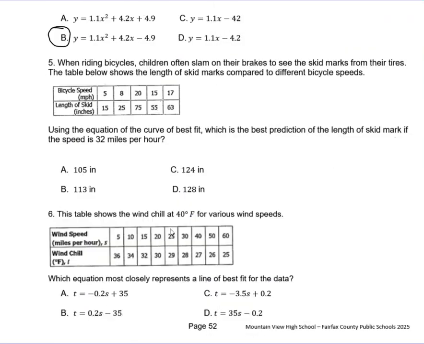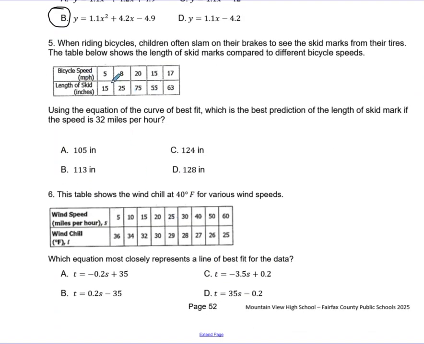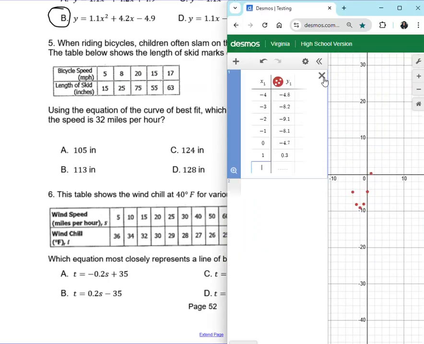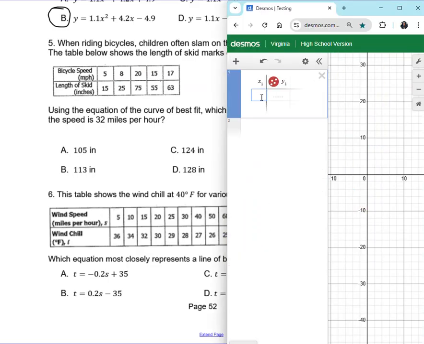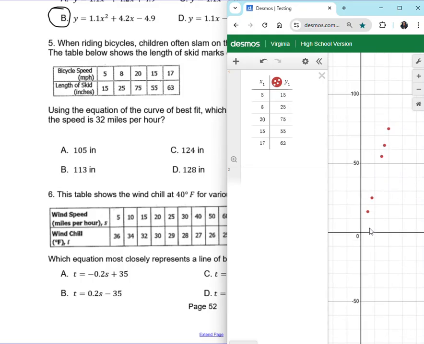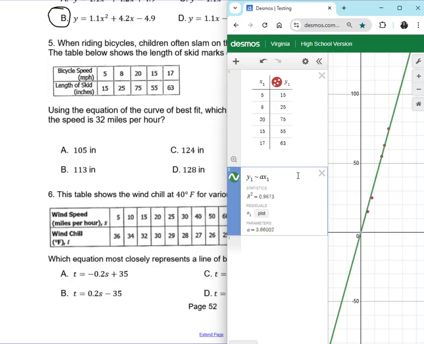There you go, SB. All right, bicycle speed. Okay, I see a table. I'm just going to plug it in at this point. Boom, boom, boom. So I just have different examples here and what the tables might look like on the SOL, so you know how to exactly put it in Desmos. Okay. $15 goes to 55, and then $17 goes to 63. All right, that definitely looks linear to me. So I'm going to go ahead and put the linear regression. It's ax plus b.